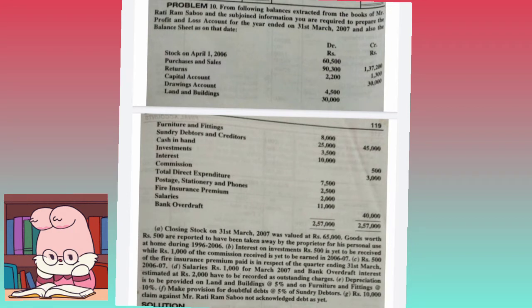Accrued interest 500. Okay, next one: rupees 1000 of commission received is yet to be earned.